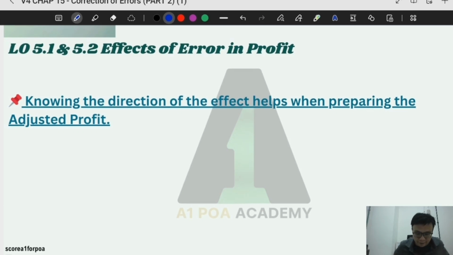Understanding the directions of the effect helps when preparing the adjusted profit. And we need practice. If we don't practice consistently and frequently enough, we will not be able to have a good grip of the flow of the mechanism, specifically for part 2, corrections of error.